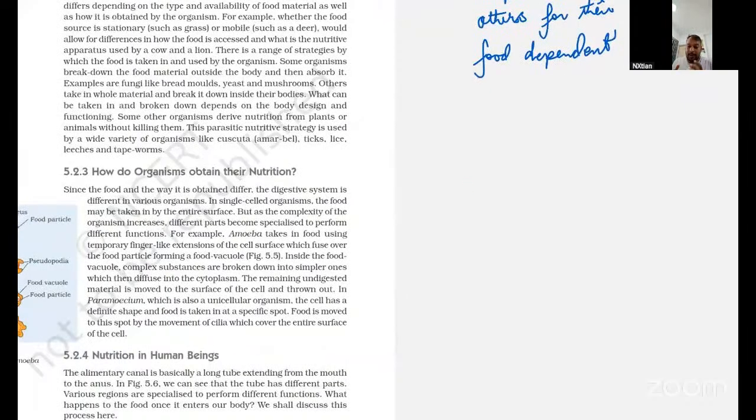So there are some types of heterotrophic nutrition. First is saprotrophic mode of nutrition. Saprotrophic mode of nutrition is when they depend upon plants or animals, but not the living plant or animal, only after they die. So those fungi and bacteria that depend upon other plants and animals when they die, this mode of nutrition is called saprotrophic mode of nutrition.